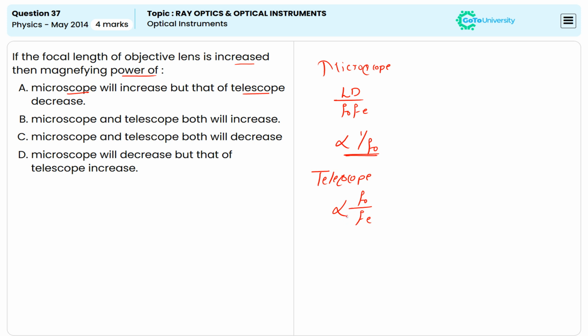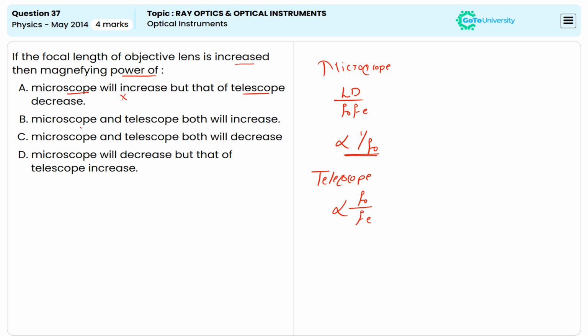Directly proportional. Then, if the focal length of the objective lens is increased, the magnifying power of the microscope will decrease, while that of the telescope will increase. So here we can check the options: microscope will increase, but that of the telescope decreases.